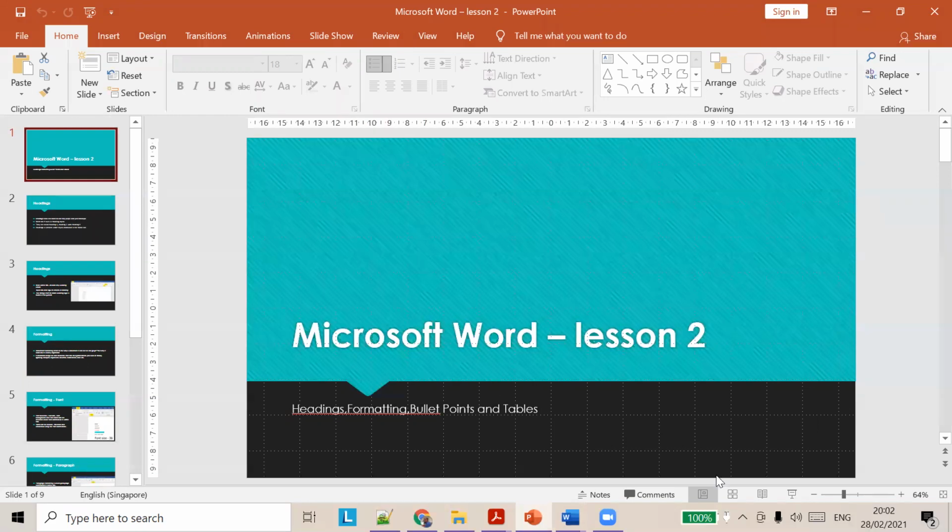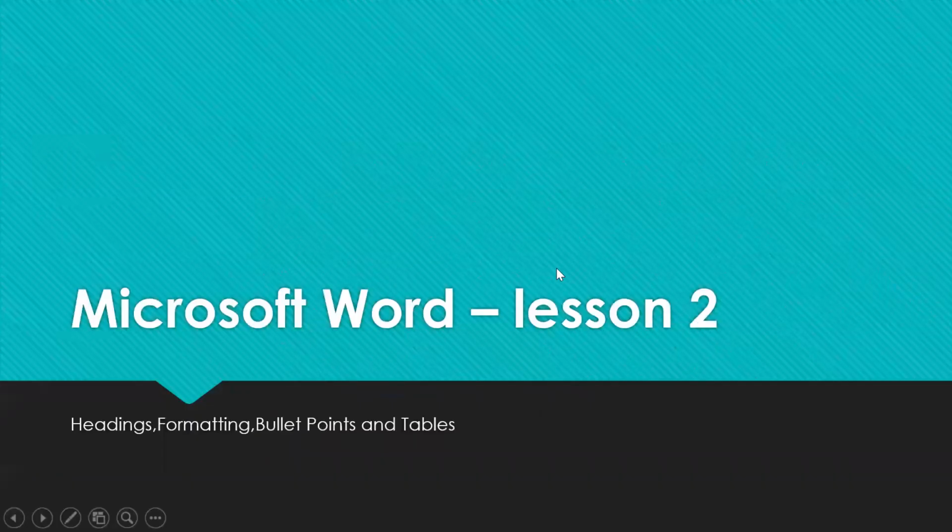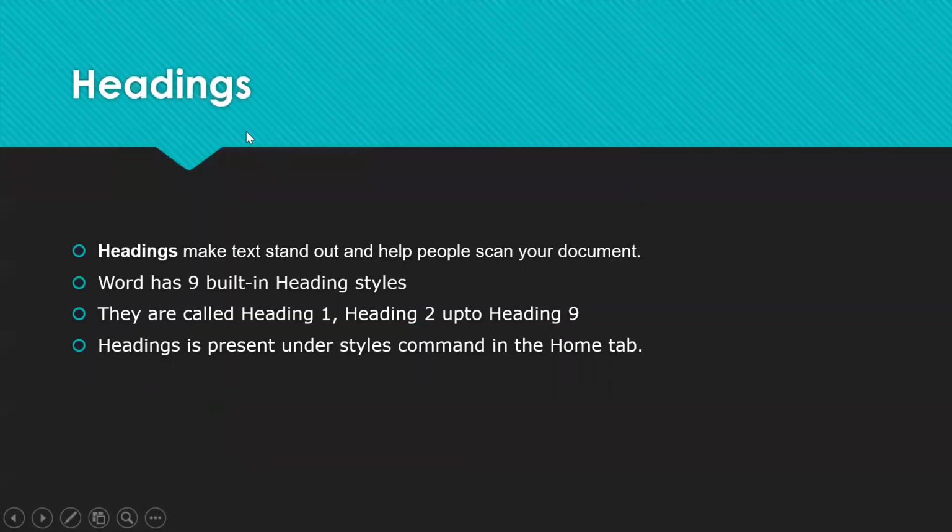So today what we saw is how to do formatting. In lesson 2, we saw how to create headings, formatting, bullet points and tables. See these headings, right? Headings are used to highlight something. It is used to separate your document into different parts or sections, so it makes it easy to visualize or scan the document.